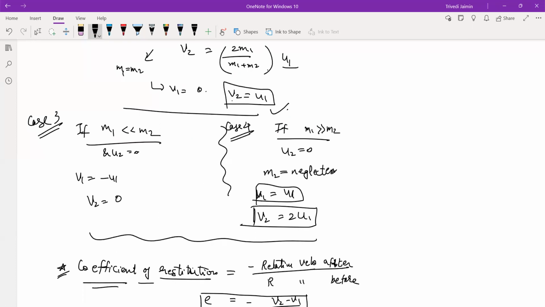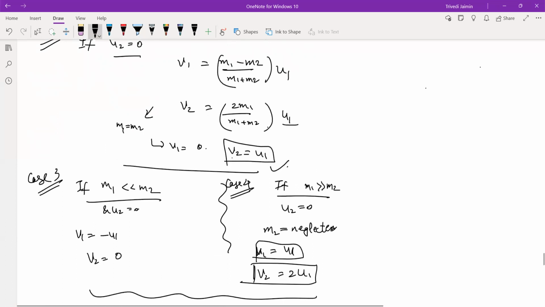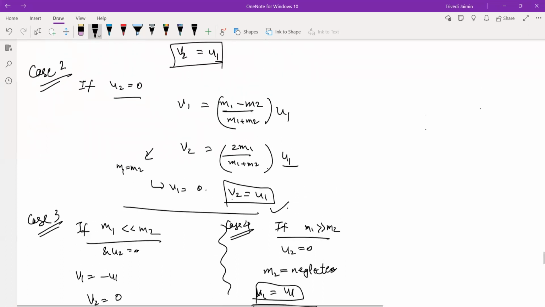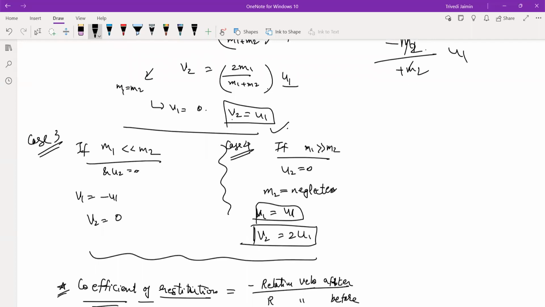See here. Now, we don't need to write, just see. It's very easy. Let's say M1 is less than M2. That means M1 is neglected, and the remaining terms we consider. So in this case, it is minus M2 by plus M2 into U1. It is 1, minus 1, so it will be minus U1. In this case, V2 is 0 by something, that means 0 only.